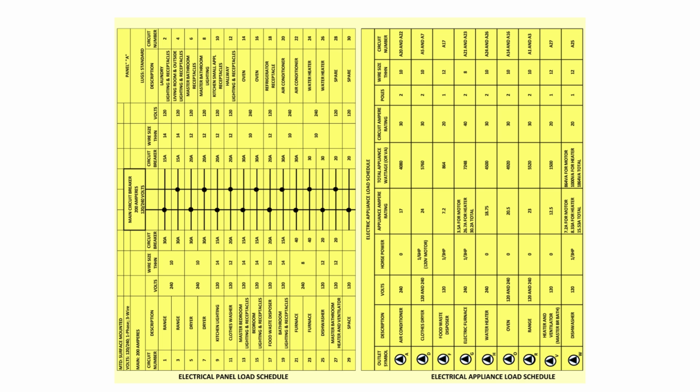Obtain permits: if required by local regulations, obtain permits for electrical work. Install wiring: follow the layout to install the wiring, outlets, switches, and devices. Test and inspect: test the electrical system to ensure it operates correctly and meets safety requirements. Obtain final inspection: if required, obtain final inspection from the local electrical inspector.